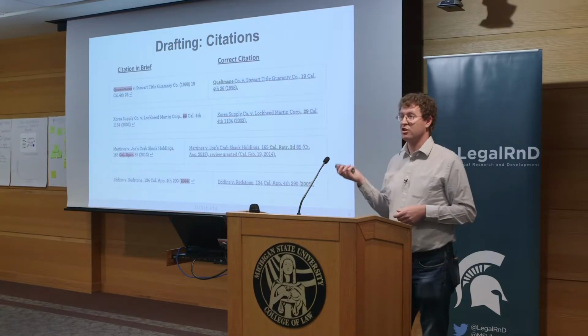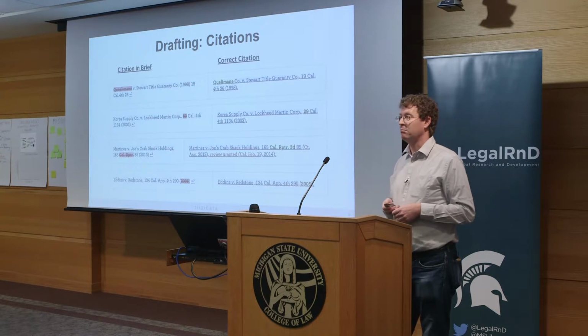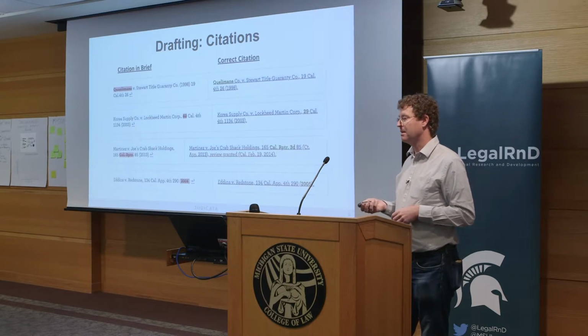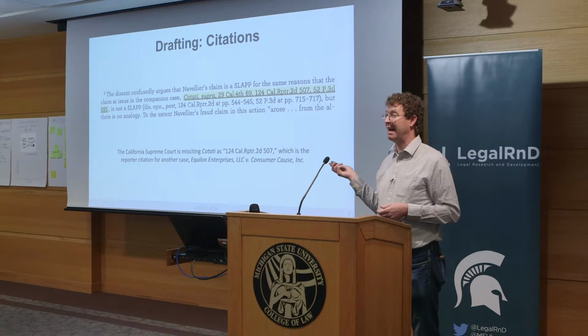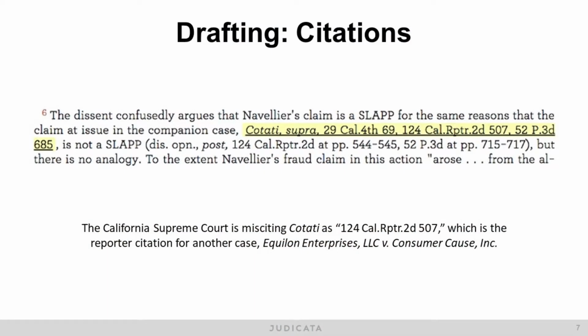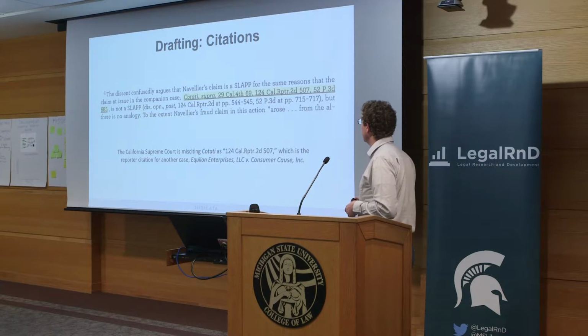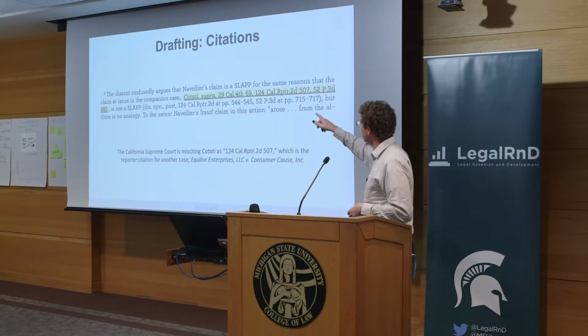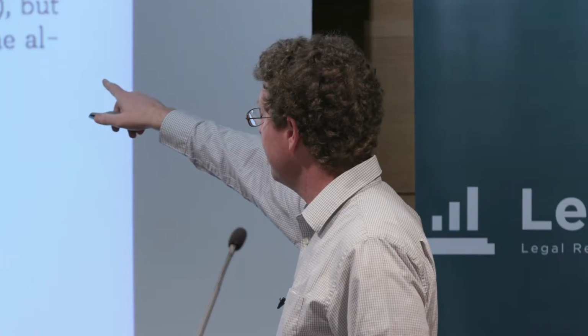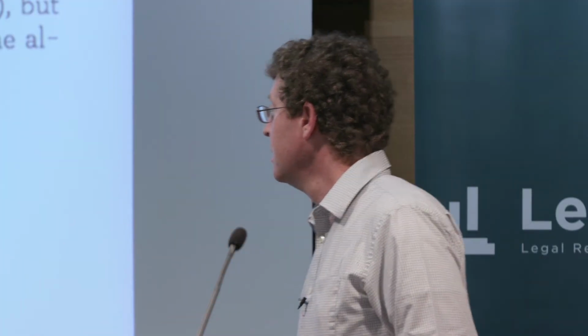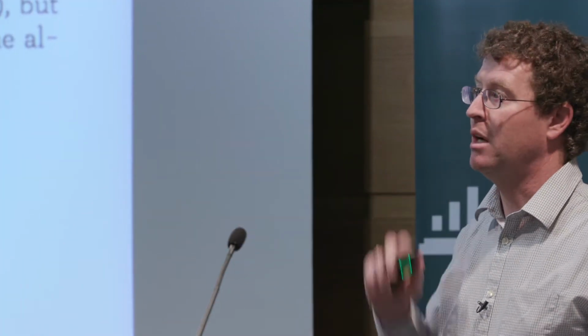The thing is, this is not just the lawyers who are making these types of mistakes. The judges do as well. This is from a California Supreme Court case. It's been cited 1,100 times. It's one of the most heavily cited cases in California. And they're citing to Cotati, but they have this 124 Cal.Rptr. cite, which is from Equilon.